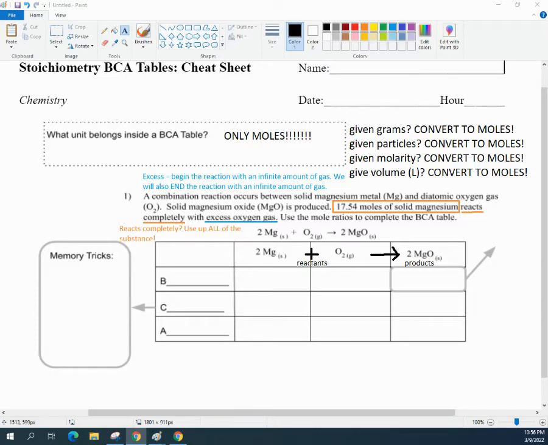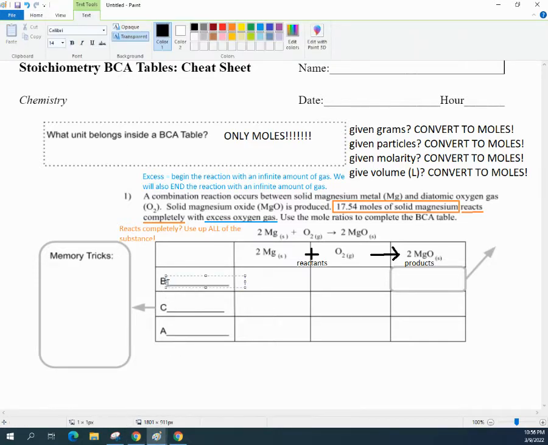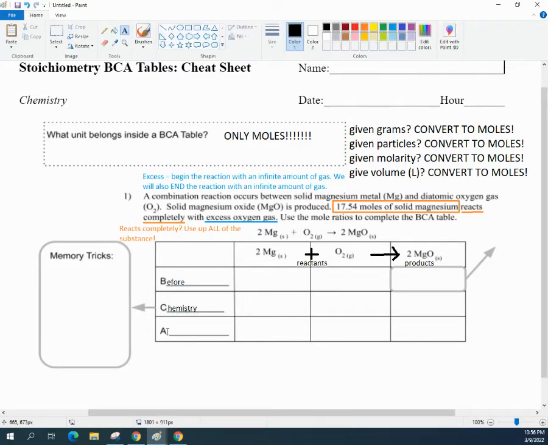All right, so let's start filling in the numbers of the table, the meat and potatoes of the table. But in order to do that, we really need to understand what each of these letters stands for. B is before. The C stands for change, and the A stands for after.